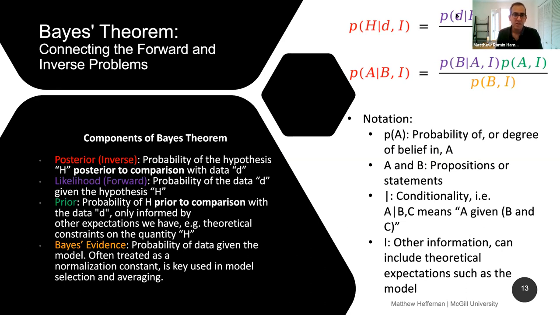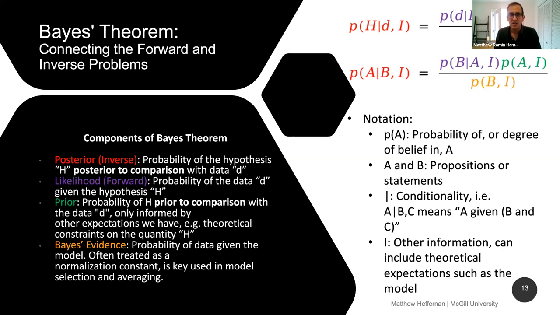What we then also have here in purple is something called the likelihood, which is essentially a forward problem, which is finding the probability of the data D given the hypothesis H. So it's inverting the posterior a little bit. In green, there's the prior. So this is the probability of your hypothesis prior to comparison with the data. And so this is only informed by other expectations that you have, so theoretical constraints on the quantity H. I'm going to go through that again in some more detail on a later slide.